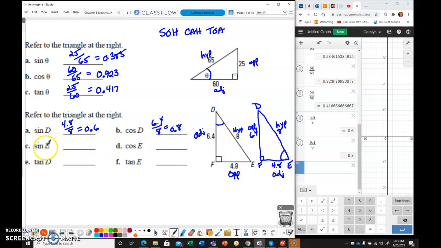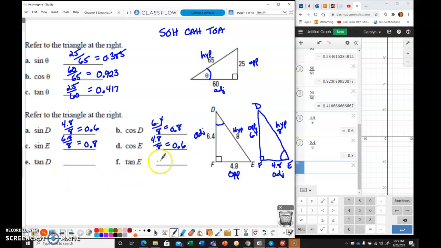When I do the sine of E, then I'm going to look at this triangle I drew here, because this is the reference angle now. And the sine is the opposite over the hypotenuse. So 6.4 over 8. And I've already done that calculation. That's 0.8. And the cosine of E is the adjacent over the hypotenuse. So 4.8 over 8. And I already did that calculation and got 0.6.